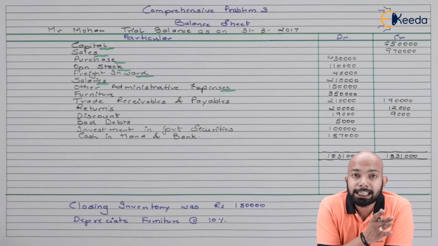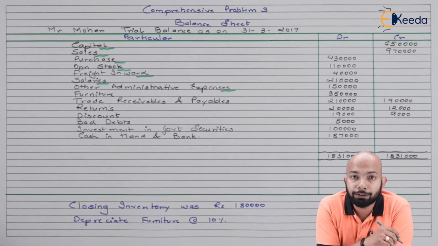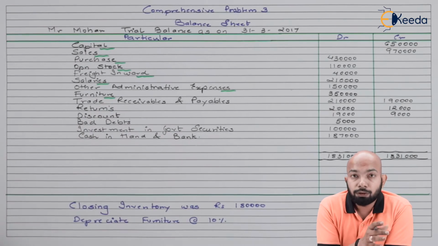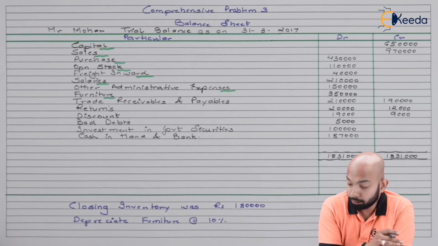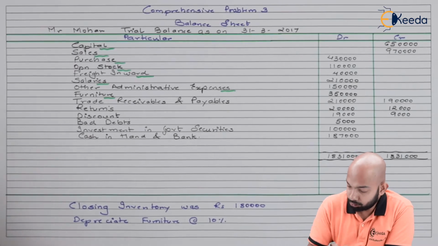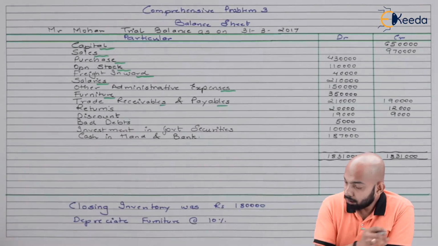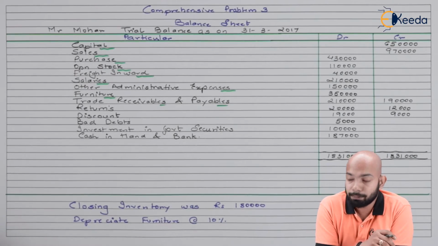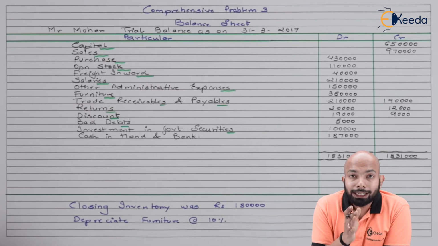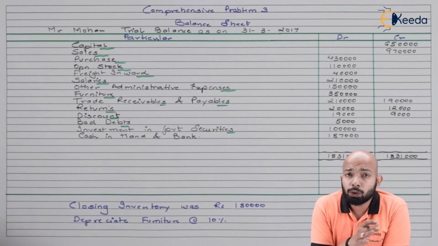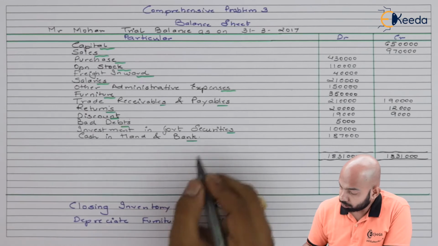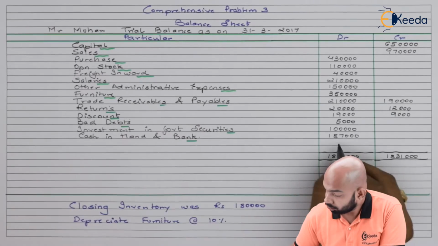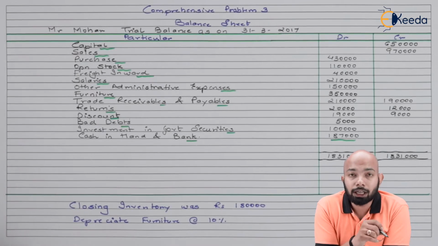Other administrative expense has been mentioned as 1,50,000. Furniture has been mentioned in the total here as 3,50,000. Trade receivables and payables are 2,10,000 and 1,90,000. Bad debt comes to 5,000. Investment in government securities comes to around 1 lakh. Cash in hand and cash at bank has been given here, which is 1,87,000.